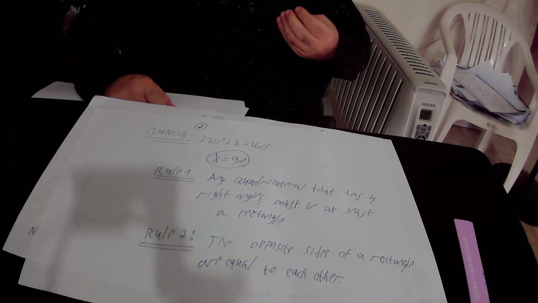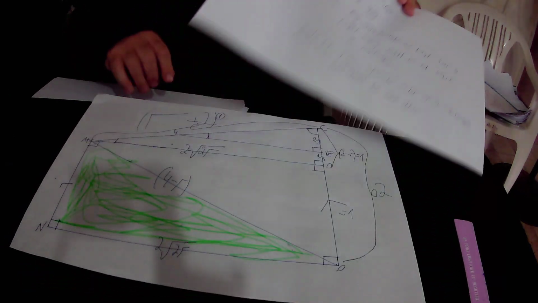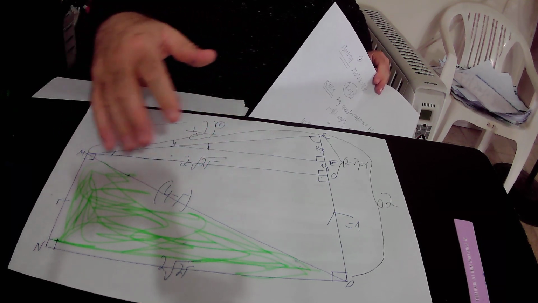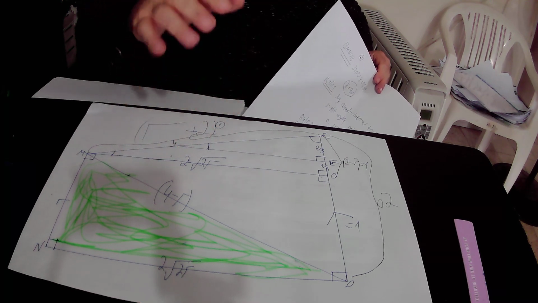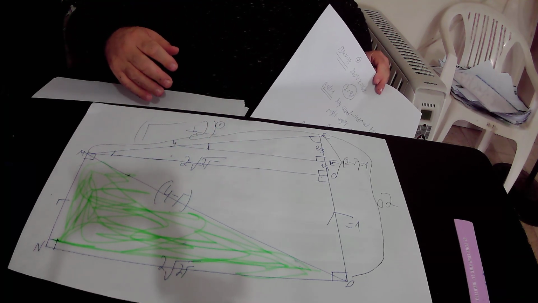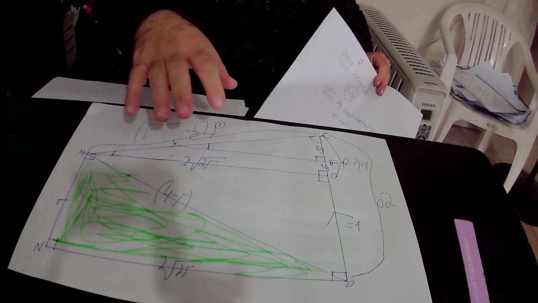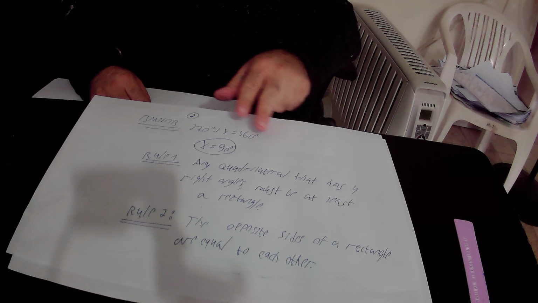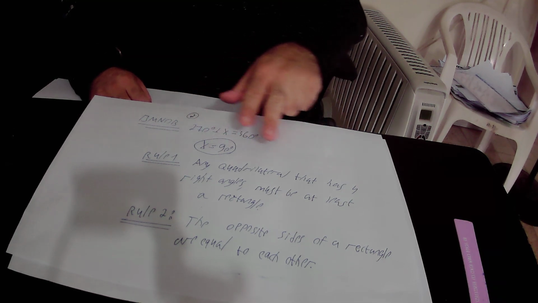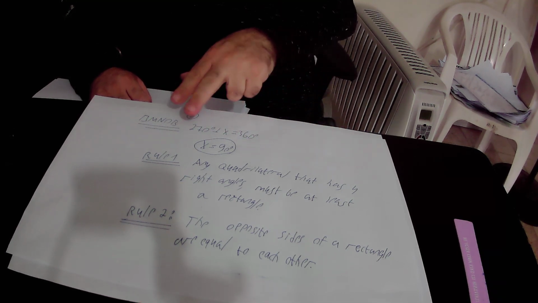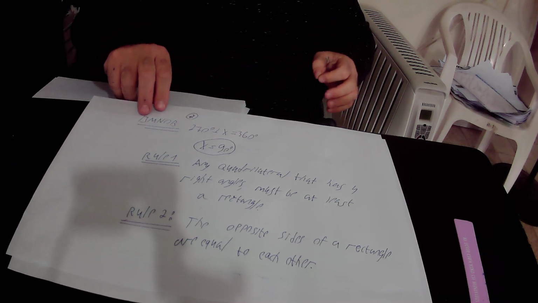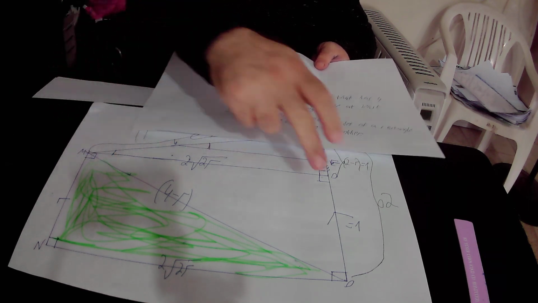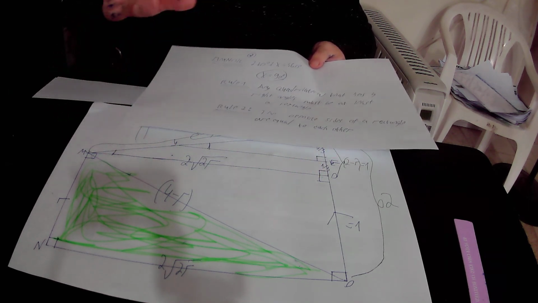So we actually found out that all four angles inside quadrilateral MNOD are right angles. And any quadrilateral that has four right angles must be at least a rectangle. Any quadrilateral that has four right angles must be at least a rectangle according to rule number 1. Therefore, quadrilateral MNOD is at least a rectangle.